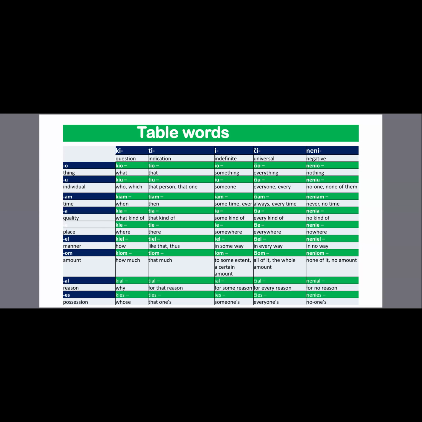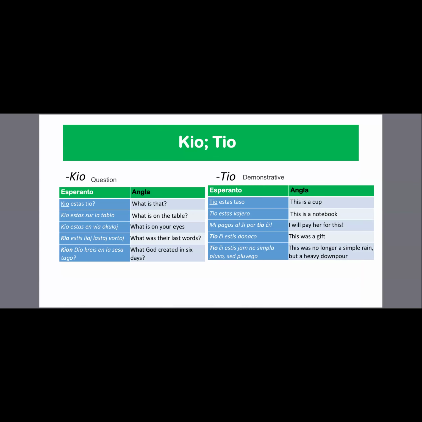We need to know that when we add O at the end of our question word, it means this is the question we normally use to ask about things. If I say Kio, let me talk about Kio and Tio. These are two which I'm going to explain slowly. So Kio means it's a question. We ask a question, but here we want to know about things.